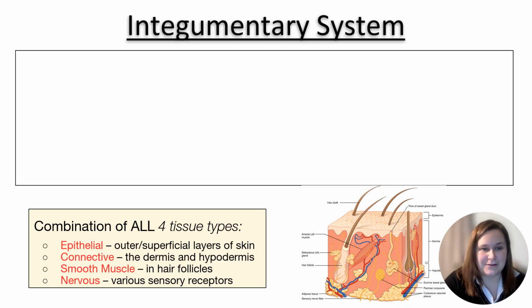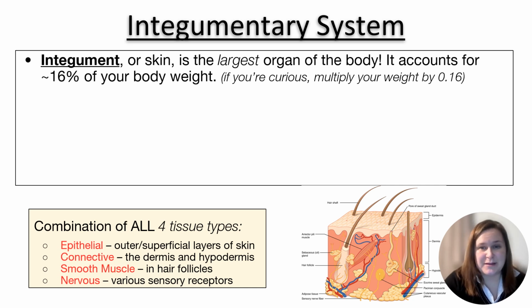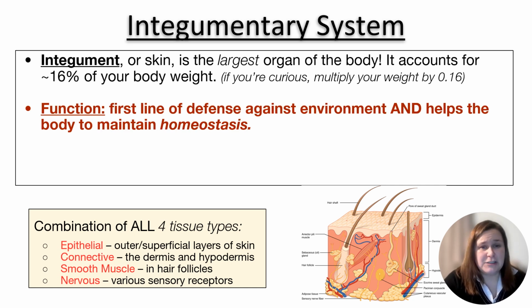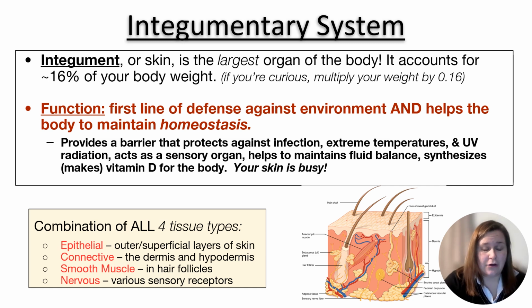So, integument, also known as skin, is going to be the largest organ of the body. It's going to account for about 16% of our body weight. It functions as a first line of defense against the environment, and it's also going to help the body to maintain homeostasis. It's going to provide a physical barrier that's going to protect against infection, extreme temperatures, and UV radiation. It's also going to act as a sensory organ. It can help you maintain your fluid balance, and it will synthesize vitamin D for the body.